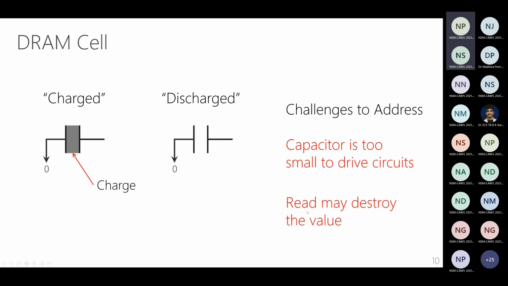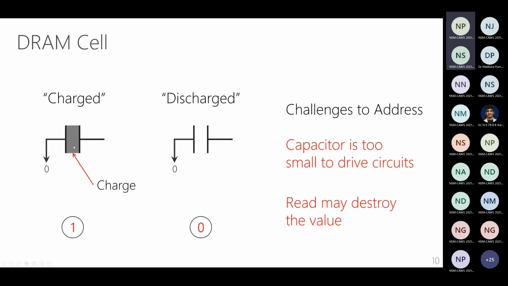And the second problem, which Professor Madhu alluded to in his lecture, is that the read may destroy the value. Let's say I'm trying to read data from this charge state. What can happen is the charge may change when I read it, and if the charge changes, then I'm destroying the state that is stored, and somehow I need a mechanism to restore the state of the DRAM cell after I have read from it.